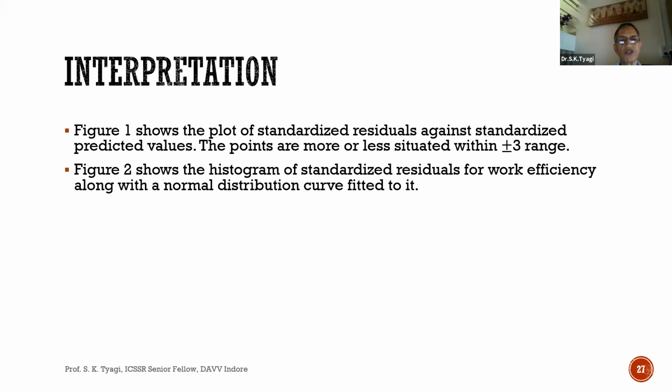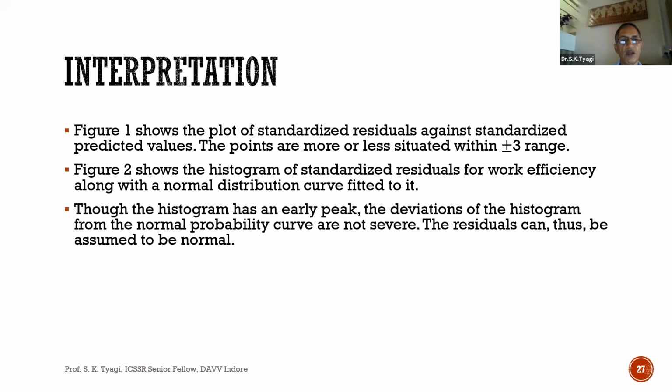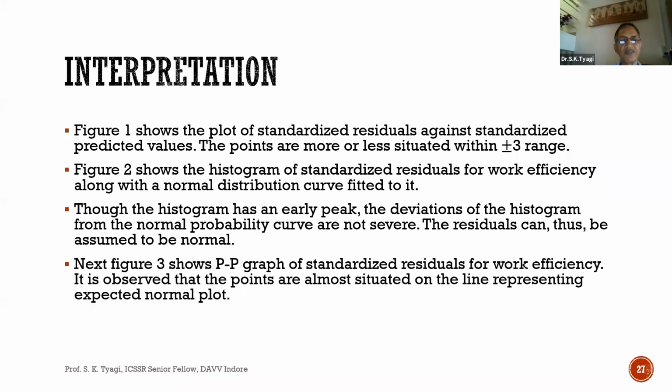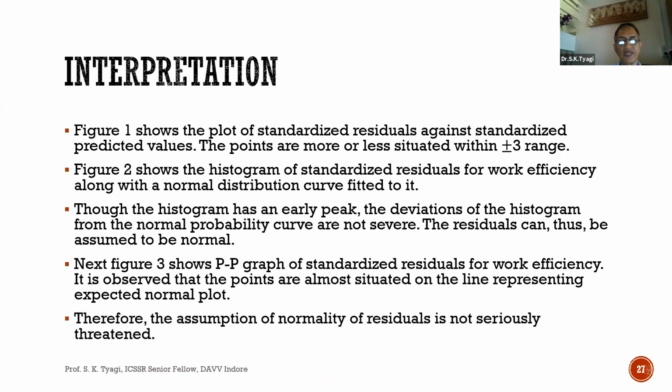Figure 2 shows the histogram of standardized residual for work efficiency along with a normal distribution fitted to it. Though the histogram has an early peak, the deviations of the histogram from the normal probability curve are not very severe. The residuals can thus be assumed to be normal. Next, figure 3 shows the PP graph of standardized residual for work efficiency. It is observed that the points are almost situated on the line representing the expected normal plot. Therefore, the assumption of normality of residual is not seriously violated.